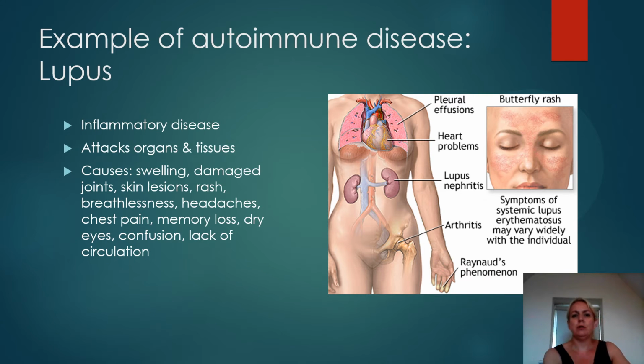Another example of an autoimmune disease is lupus. It's an inflammatory disease. It attacks organs and tissues and causes swelling, damaged joints, skin lesions, rash, breathlessness, headaches, chest pain, memory loss, dry eyes, confusion and lack of circulation.